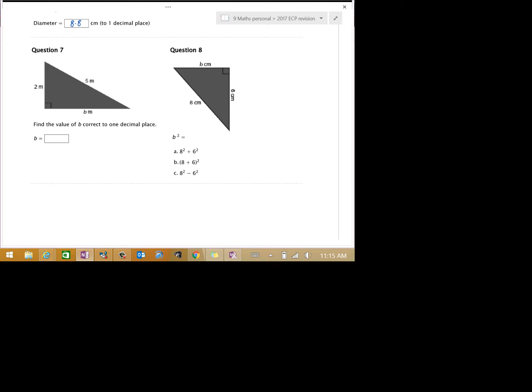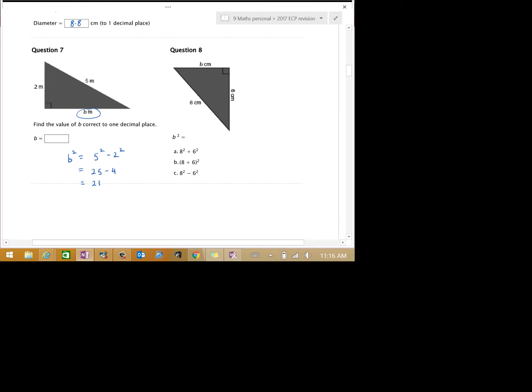Now, we need to find b. So this time, there's a bit of a shortcut, isn't there? That b squared, isn't b squared equal to 5 squared minus 2 squared? Correct. Yeah? And we can evaluate what they are. B squared is equal to 25 minus 4. So in other words, b squared is equal to 21.